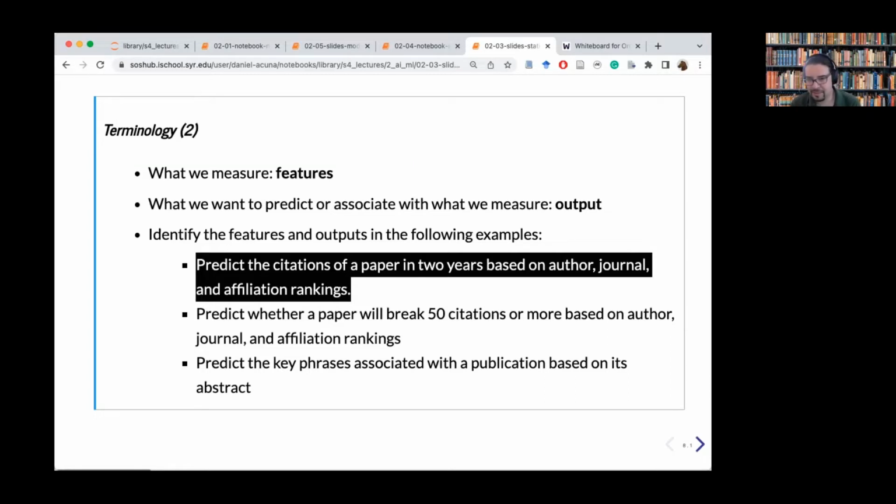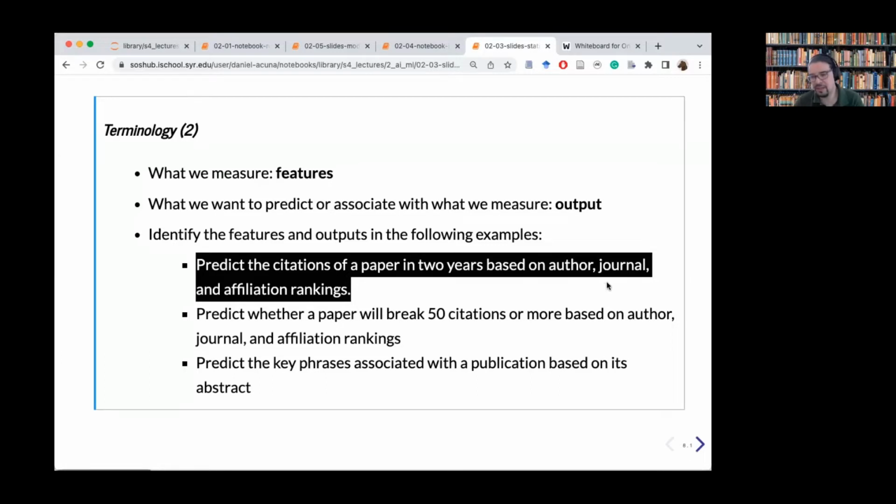One of the features can be the number of papers that the journal publishes every year, or every month, or every week, and the number of citations the papers received in previous years for the journals, and the number of publications of authors, for example. Some of the features.